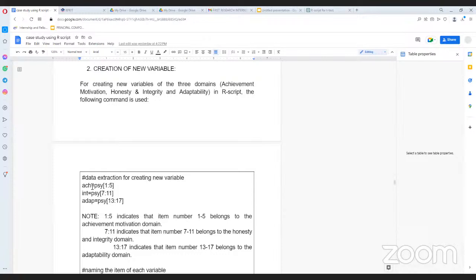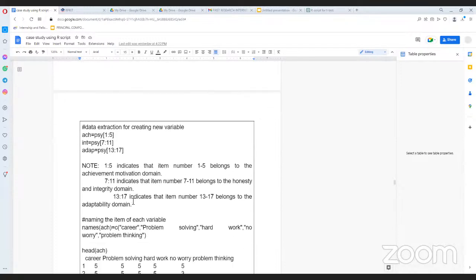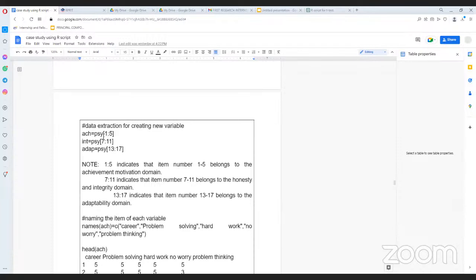I have written ACH is the new variable equal to PSY box bracket 1:5. Similarly, INT with box bracket 7 to 11, and similarly this one. Now, this is the box bracket. Box brackets we usually apply for indexing, and the half round bracket we usually use for a function.